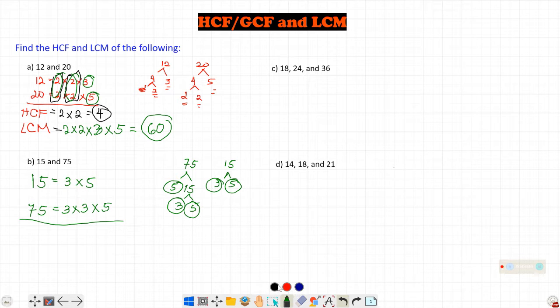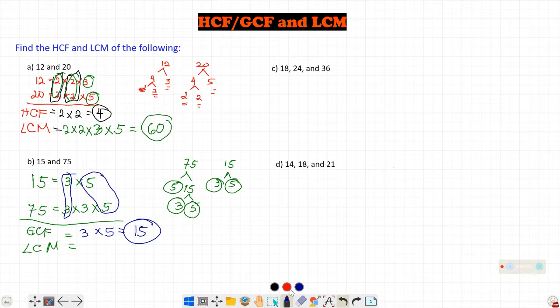Okay, so these are the prime factors of 15 and 75. Now that we know each factor, we can get the HCF or GCF and LCM of these numbers. To find the GCF or HCF, we need to get the numbers common to them, and that's 3, and this one also 5. So the GCF of these two numbers is 3 times 5, which is equal to 15.